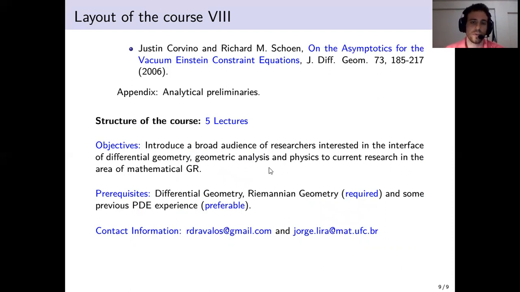The prerequisites are going to be differential geometry, Riemannian geometry, and preferably some PDE experience. And by that, what we mean is that within the video lectures, probably we will not be able to cover most of the PDE background, but certainly in the appendix, in the analytical preliminaries, we will cover it in the written version so that everyone can follow the video lectures following the appendix.